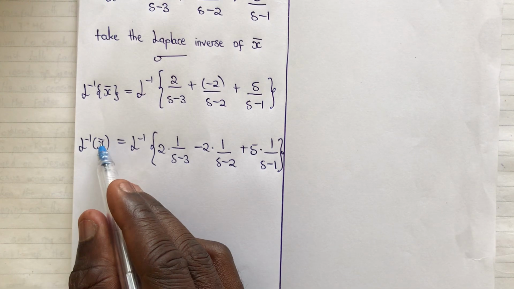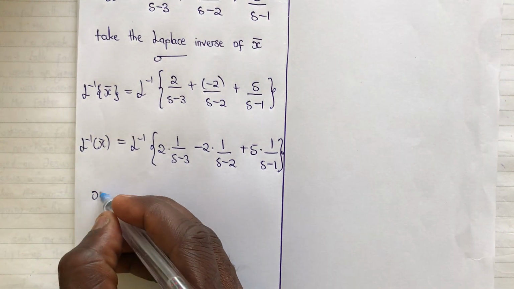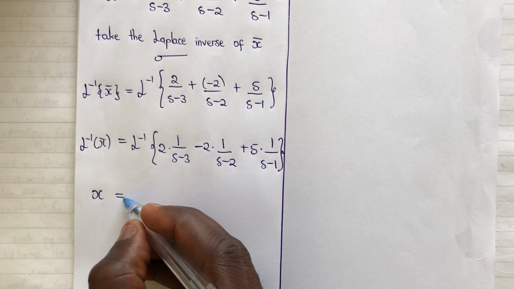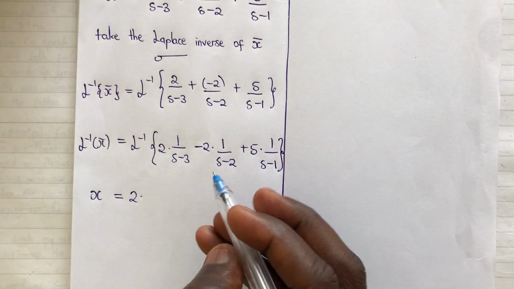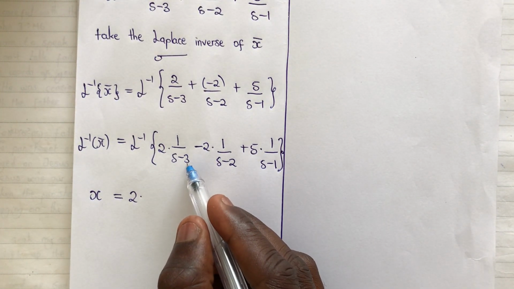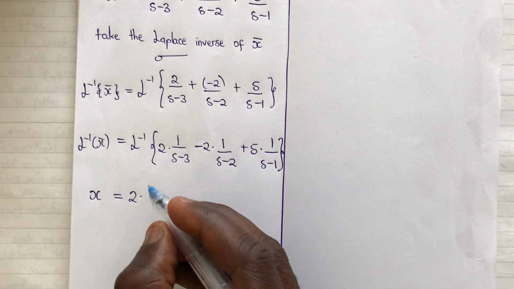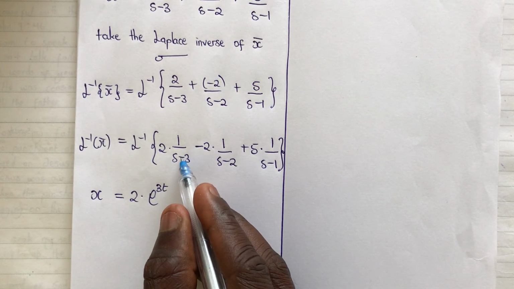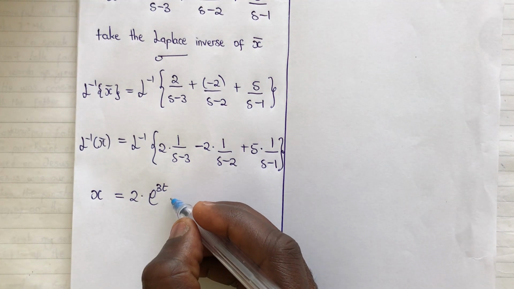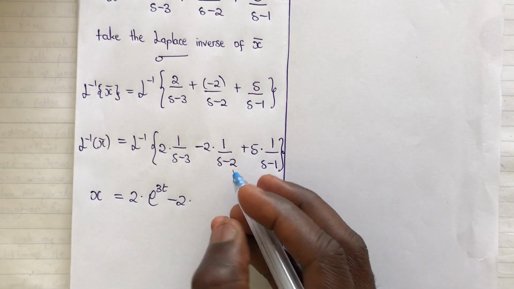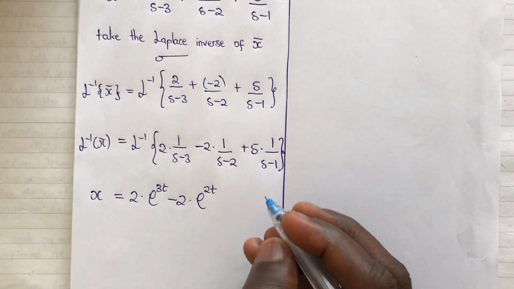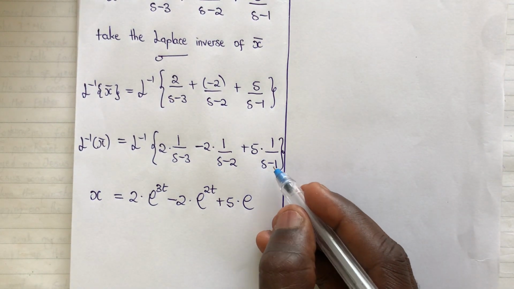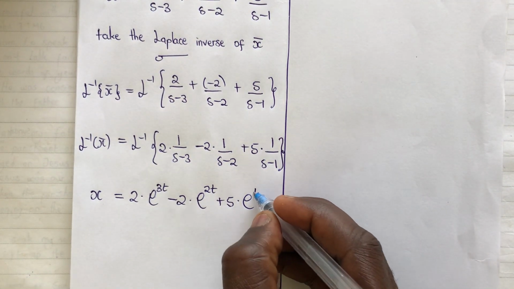So now when you take the inverse of x bar, the result is what? X. Remember that the Laplace transform of x is x bar, so its inverse is x. And this is equal to 2 times, now what is the Laplace inverse of this? Don't forget this is the value a. So this is the same as e to the power 3t. I told you if this side is positive, this becomes negative. Alright, then we have minus 2 times the same thing, e to the power 2t plus 5 times e to the power, this is 1, so it's supposed to be 1t, which is the same as t.